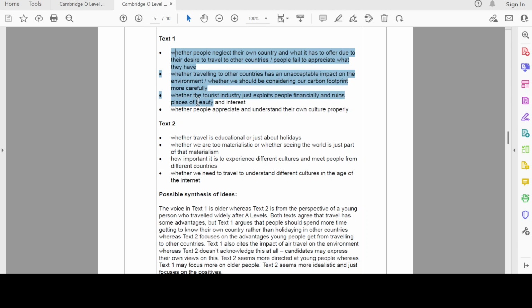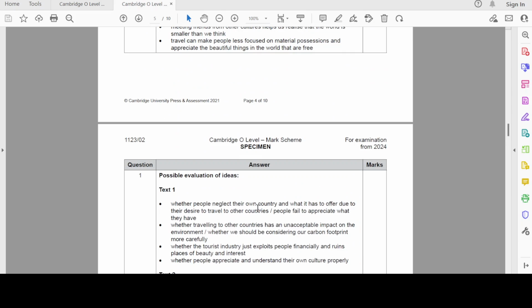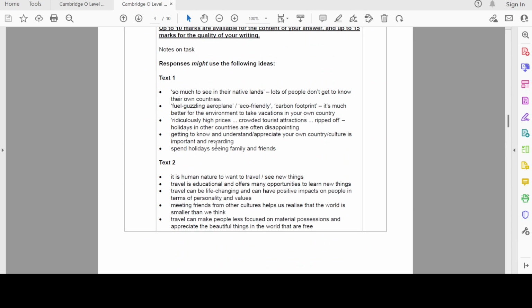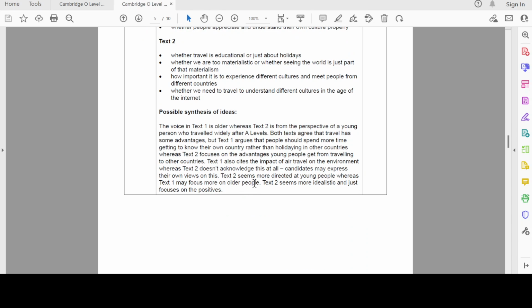So this is possible evaluation, from text 1 and text 2, and then how the synthesis goes in, right? So how you put it all together, you organize it, you give it order, you express one to the other, right? So again, not going into the actual answer itself. So again, first those points, then evaluation, and then synthesis.